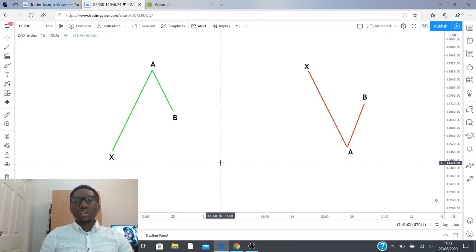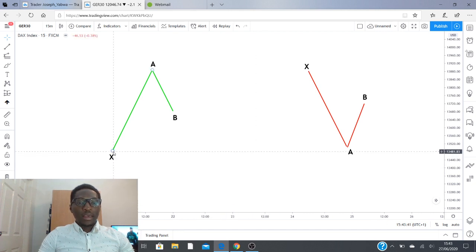So now we come to a point where we have to start looking at the rules of a butterfly pattern. You're probably going to see so many different ways of people doing it, but you need to be careful to know the correct way to draw an advanced pattern. So the rule for the B point, or for the A to B leg of a butterfly pattern, is that any part of the candle of the A to B leg must extend and touch the 786 Fibonacci retracement of the X to A leg.